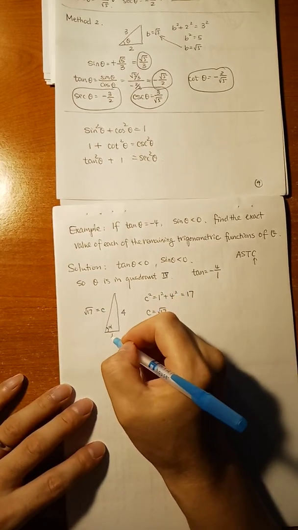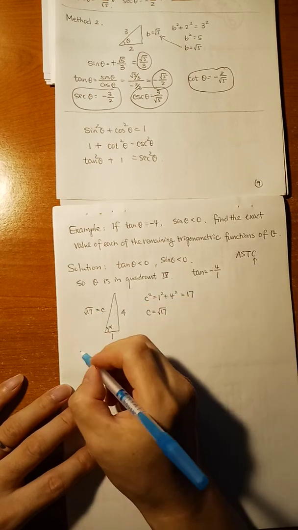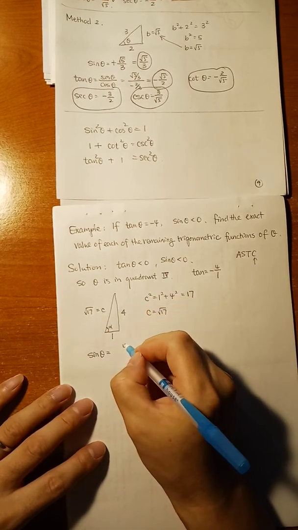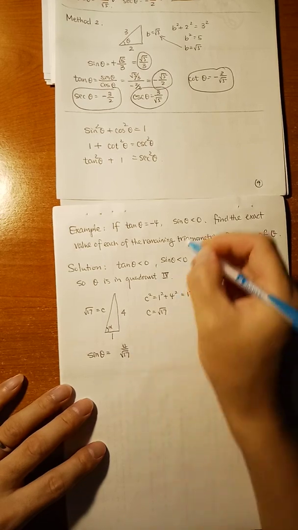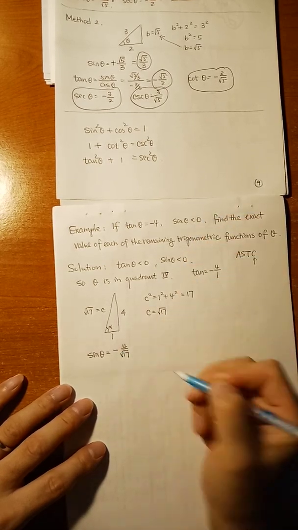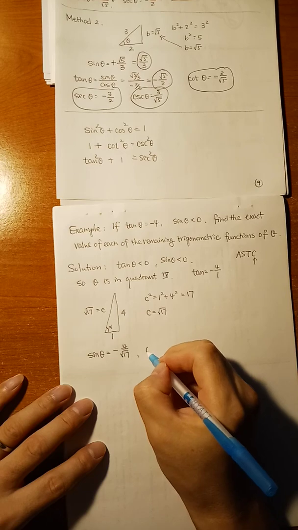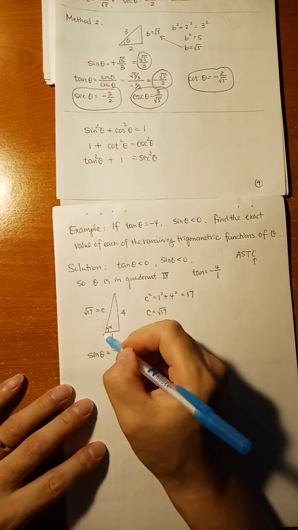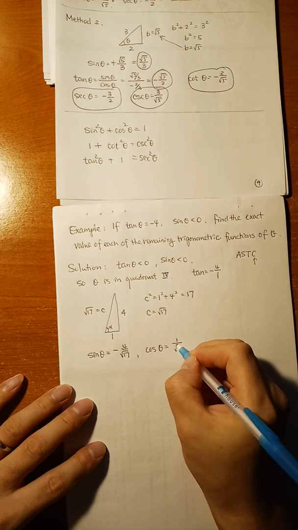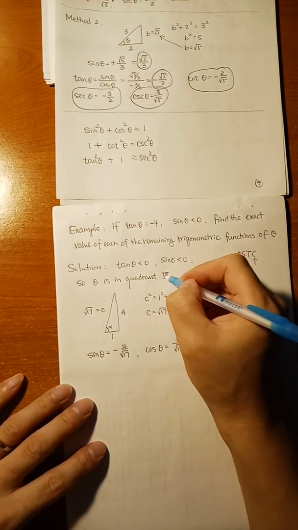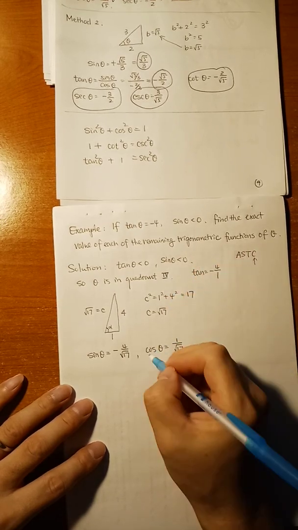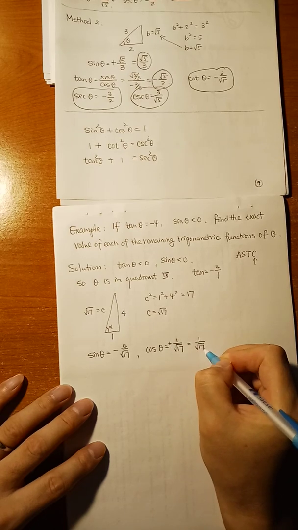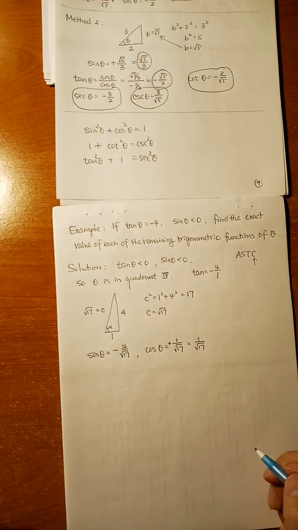And you have adjacent, opposite, hypotenuse. Then what is sine theta? Sine theta is opposite over hypotenuse. But sine theta is negative, so you put a negative sign. And cosine theta is adjacent over hypotenuse. But it's in quadrant 4, cosine is positive, so you just put a positive. Just put 1 over square root of 17.